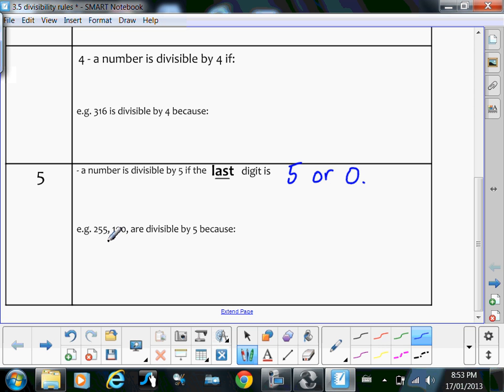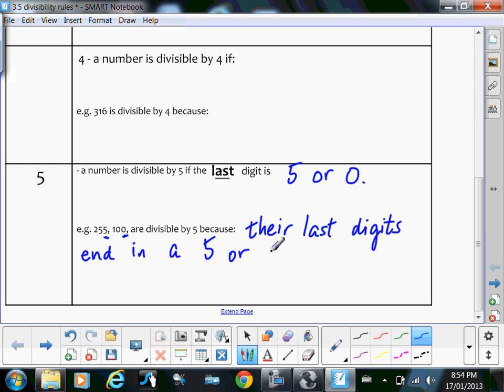If you look at the examples I gave you here, the numbers 255 and 100 are divisible by 5 because their last digits end in a 5 or a 0. Okay? So we've gone over the divisibility rule for 2, for 5, and for 10.